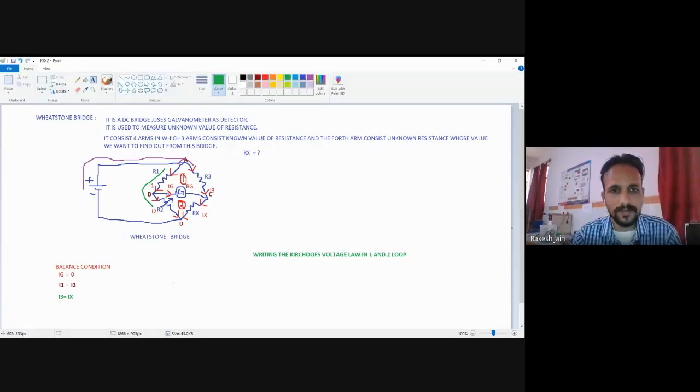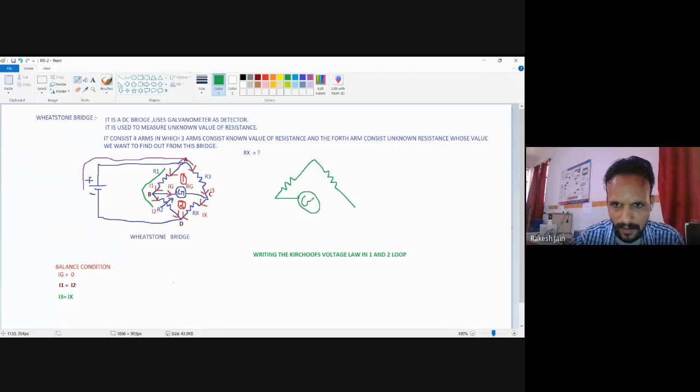Now see very carefully. What is the Kirchhoff voltage law? Kirchhoff voltage law states that the total voltage in any closed path is equal to 0. Now we are going to write down the Kirchhoff voltage law for the upper path. The upper path is what? This R1 resistance, this R3 resistance, and this galvanometer. This is the upper path. This is the upper loop. This is a closed loop. So this is my upper part.